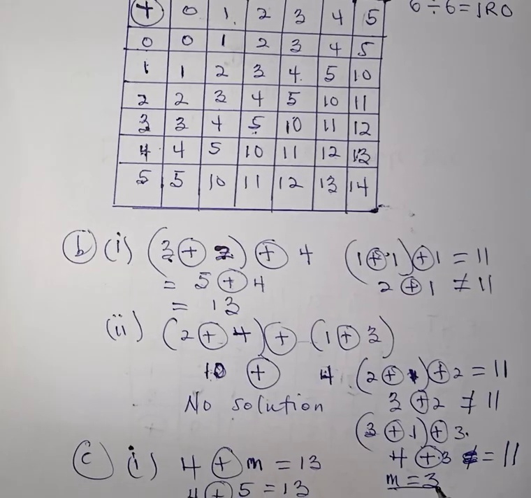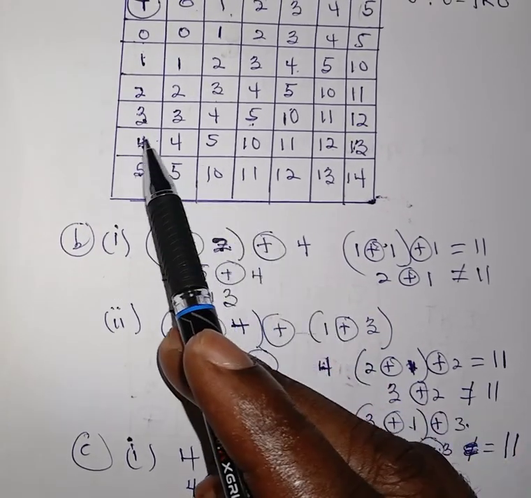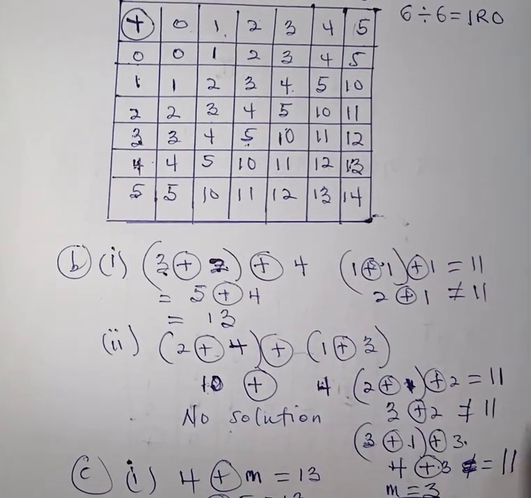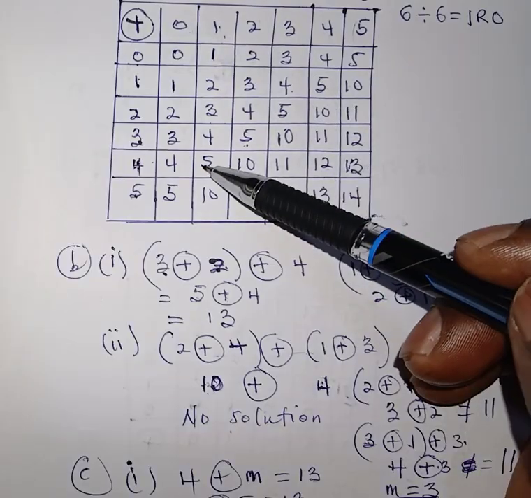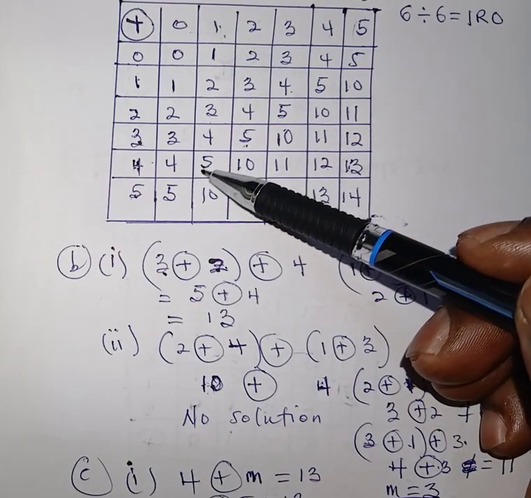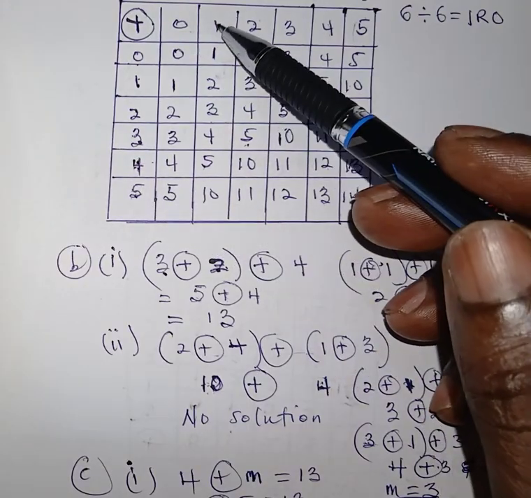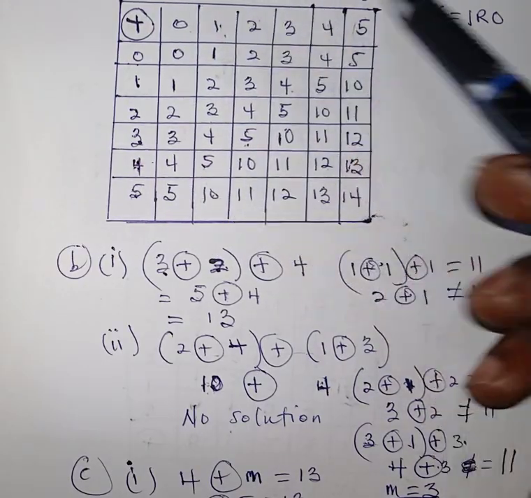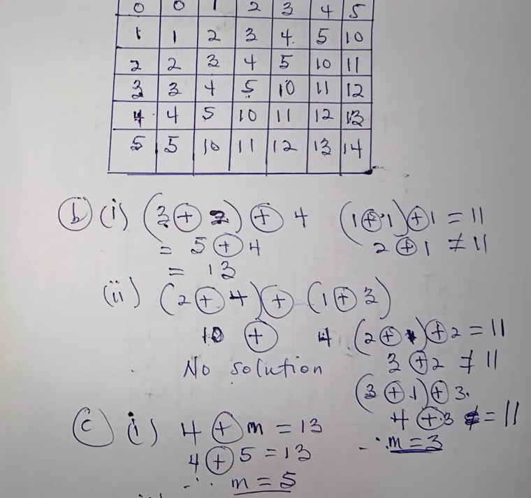Okay, good. Now let's see if we check 4. So if 4 plus 1, let's see if 4 and 5 will also work. 4 plus 1 is 5, and 5 plus 4 gives us 13. So it doesn't work. 5 plus 1 gives us 10, and 10 is not even in the set. So this is the only answer we have. M is equal to 3. So questions like this, that is how you can go about it. All right. So this is an example on addition.